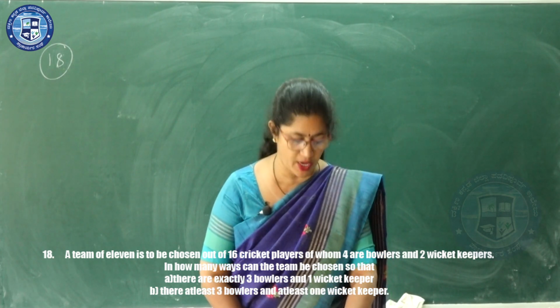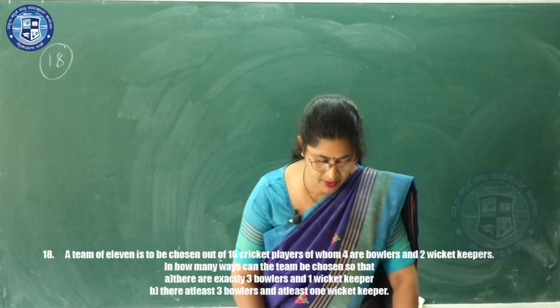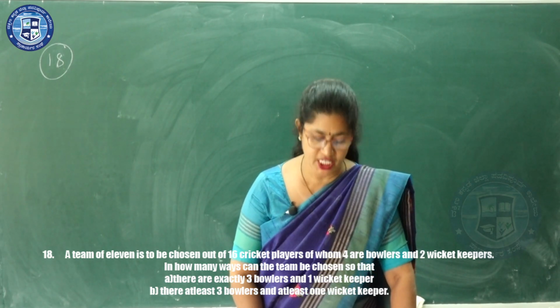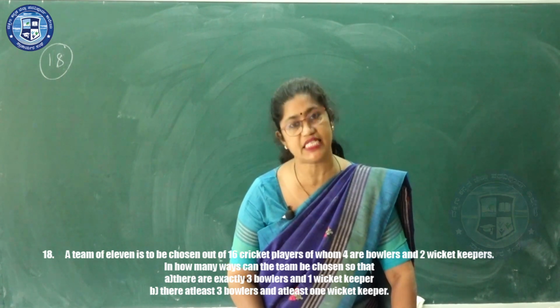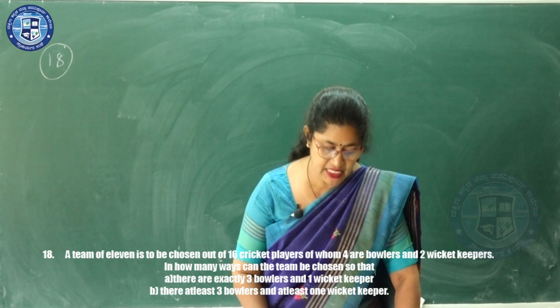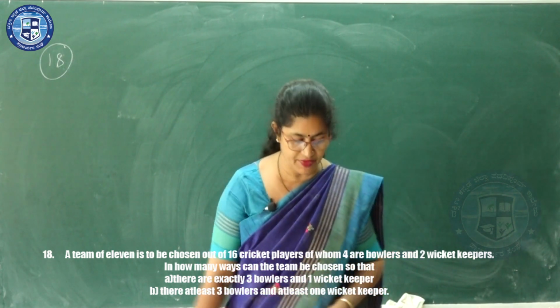Question 18. A team of 11 is to be chosen out of 16 cricket players, of whom 4 are bowlers and 2 are wicket keepers. In how many ways can the team be chosen? If, first condition, there are exactly 3 bowlers and 1 wicket keeper, and the second condition is at least 3 bowlers and at least 1 wicket keeper.